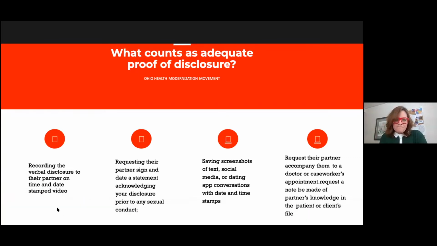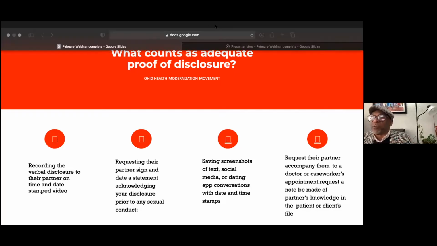Also, it's important that your doctor documents it into your records in case your medical records are requested. Sometimes there are laws against that, but sometimes it happens where your medical records are requested, and your doctor can say affirmatively that she can give a specific date and time as to when this disclosure took place.